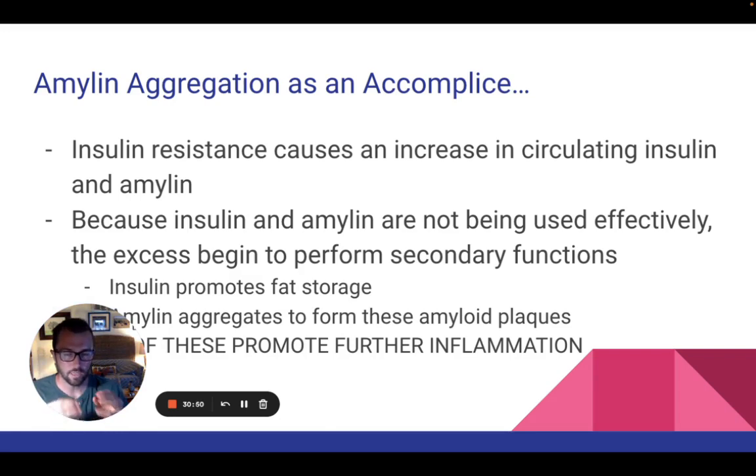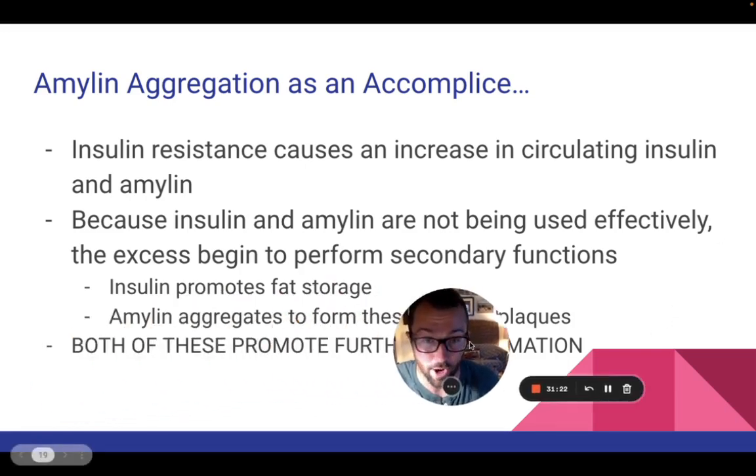Because in that state of insulin resistance, there's so much insulin in circulation, there's so much amylin in circulation, and neither of those are able to do what they're supposed to, they kind of go off and do their own thing. Insulin is taking all that sugar that it can't get into the cell and it's storing it as fat. So people are becoming obese. Amylin aggregates to form these amyloid plaques, which make their way up to the nerve cells in the brain.